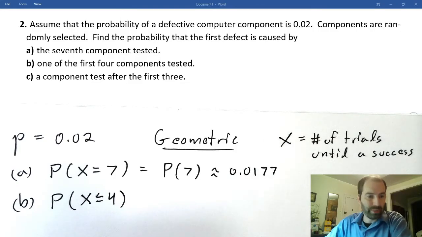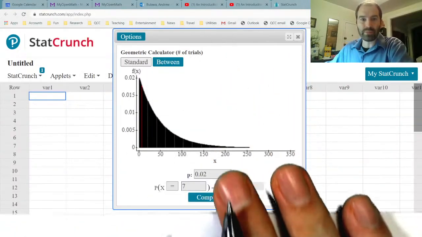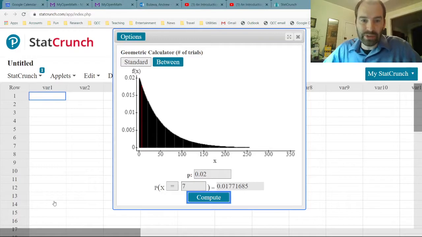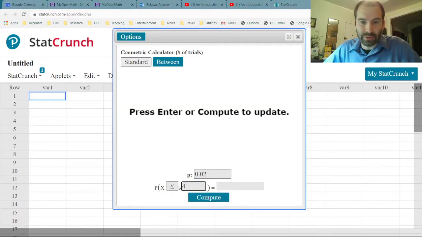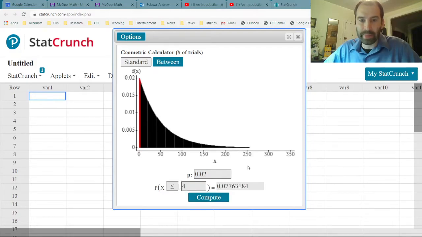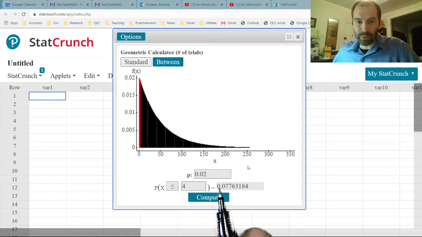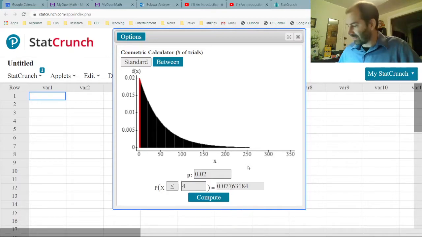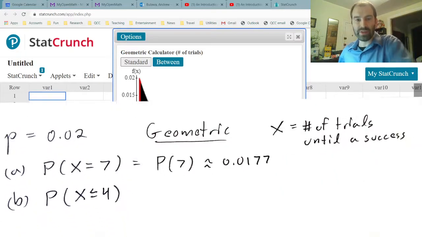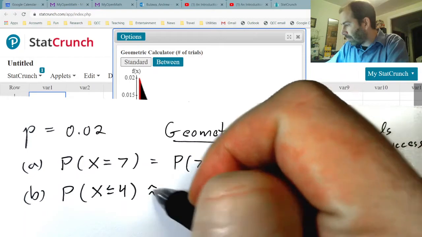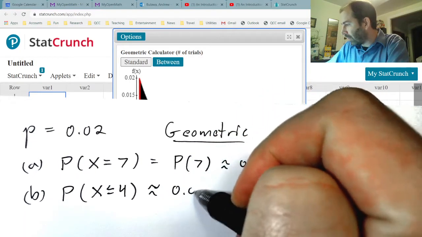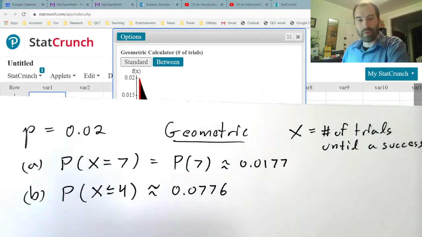So that's what we're going to plug in. Okay, so same distribution. We're doing less than or equal to 4. Let's compute that. And I see the probability here of 0.0776. Okay, so that's my answer. I'm rounding, so I'm going to write approximately equal to 0.0776.